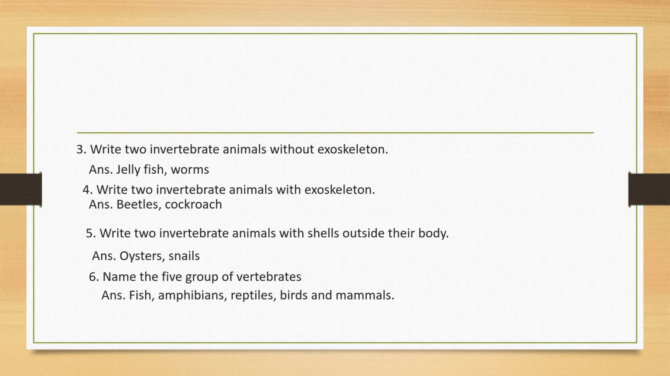In the case of animals with exoskeleton, when the soft part of the body grows, this exoskeleton or this hard outer covering will not grow. So it splits open and falls off. Okay. Next, name the 5 groups of vertebrates: fish, amphibians, reptiles, birds and mammals.